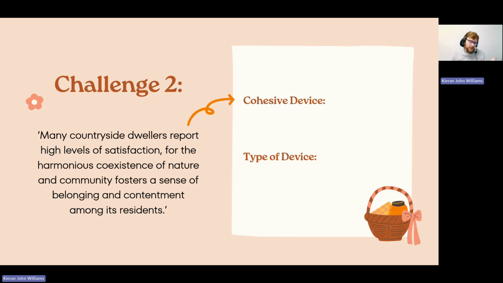So the same thing for this sentence. Many countryside dwellers report high levels of satisfaction for the harmonious coexistence of nature and community fosters a sense of belonging and contentment among its residents. So consider what kind of relationship the cohesive device is signaling here. Again, is it time, cause, sequence, something else? Okay. So what is it in this situation?